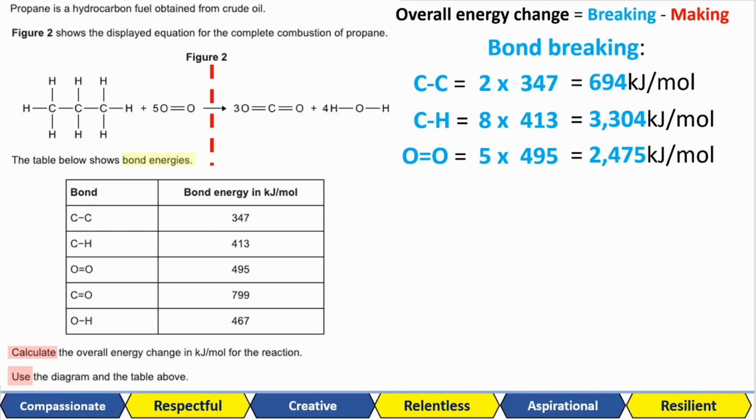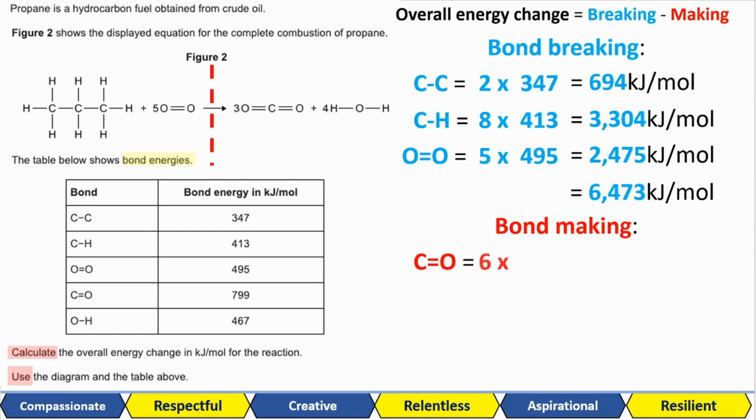When we add all those numbers together, we get 6,473 kilojoules per mole of energy that we need to break the bonds in the reactants. And now we just do the same thing for the bonds being made. We have carbon-oxygen bonds on the right hand side, and there's 6 lots of them. 2 in each molecule, and we have 3 molecules each.